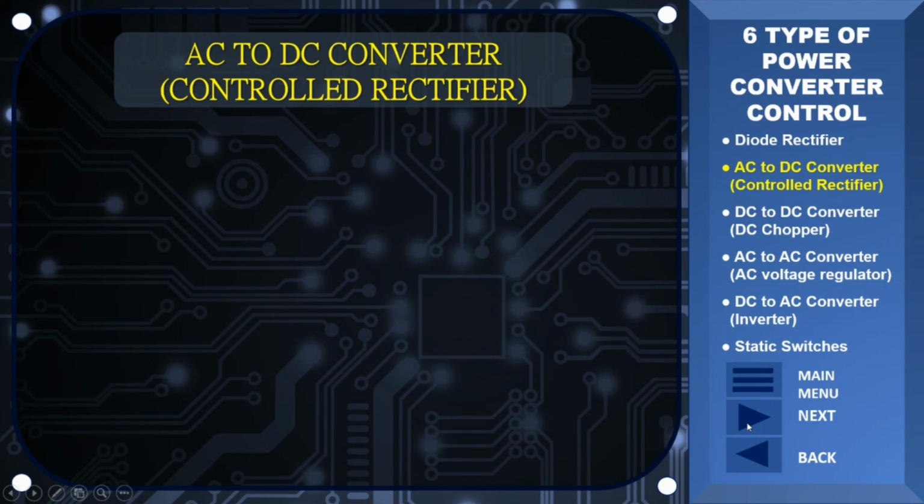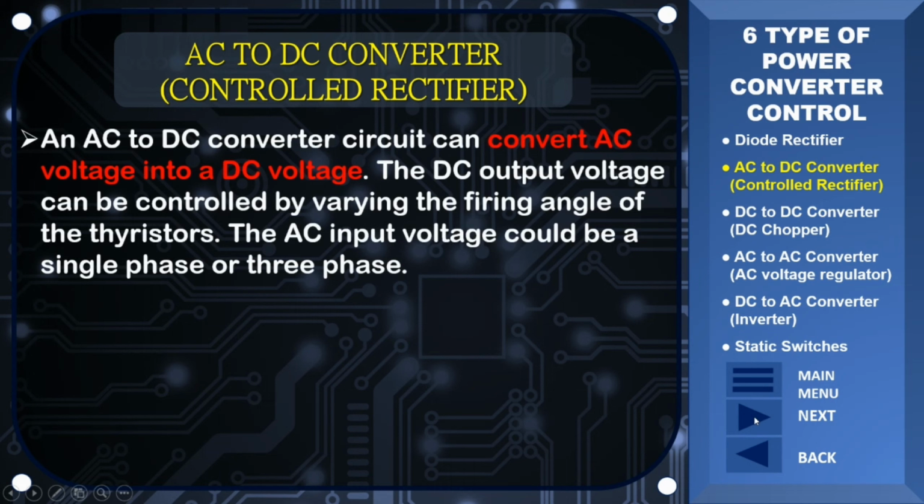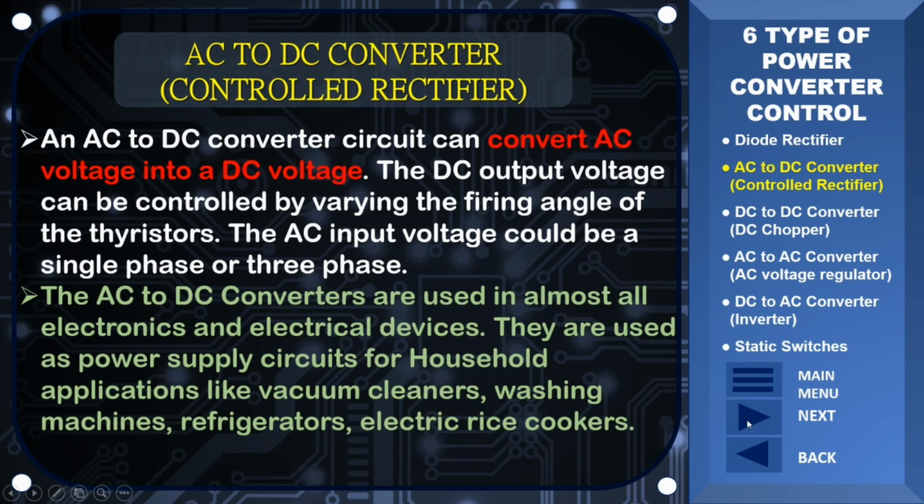AC to DC converters. An AC to DC converter circuit can convert AC voltage into a DC voltage. The DC output voltage can be controlled by varying the firing angle of the thyristors. The AC input voltage could be single phase or three phase. The process of conversion of AC current to DC current is known as rectification. The rectifier converts the AC supply into the DC supply at the end of connection. Similarly, transformers are normally used to adjust the AC source to reduce the voltage level to have a better operation range for DC supply. The AC to DC converter is used in almost all electronic and electrical devices.